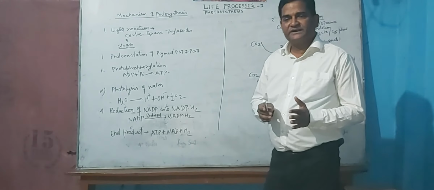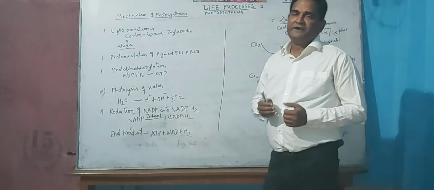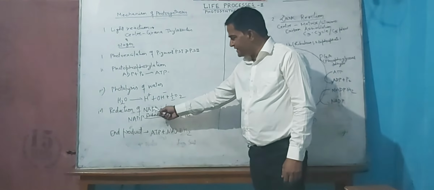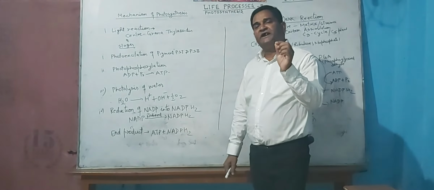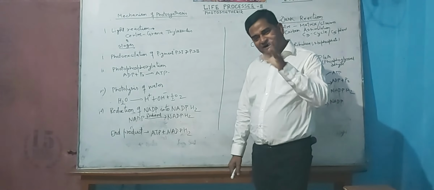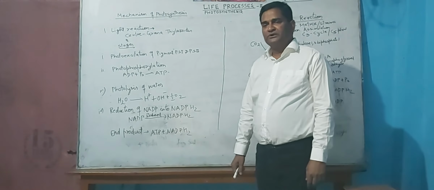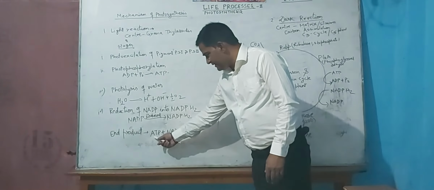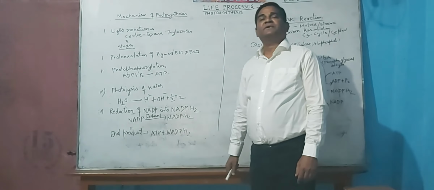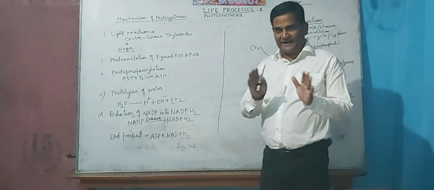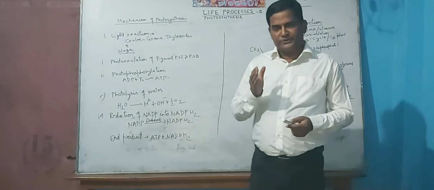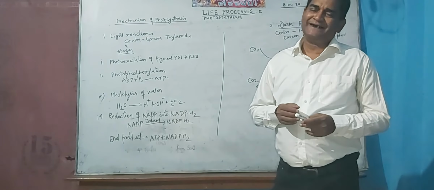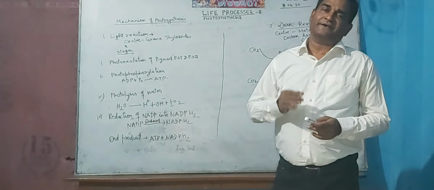And the fourth and last stage is the reduction of NADP into NADPH2. NADP means nicotinamide adenine dinucleotide phosphate. It is a chemical which is present in the leaf. It reduces into NADPH2. So children, at the end, we obtain ATP and NADPH2 after completion of light reaction. It is to be noted that light reaction occurs in presence of light. That's why it is called light dependent reaction.